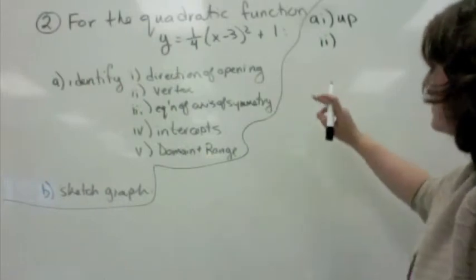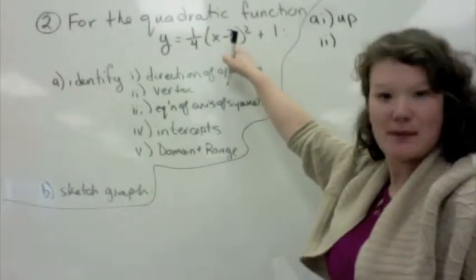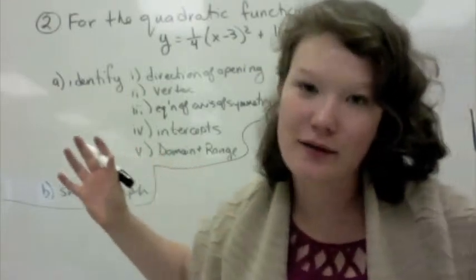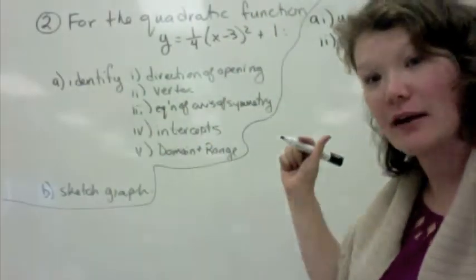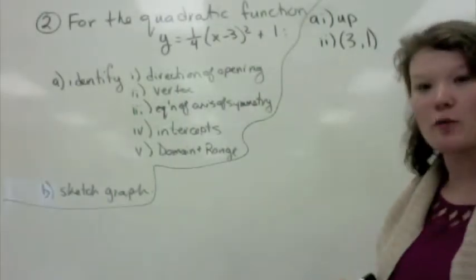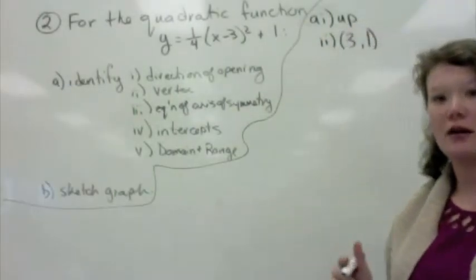2, the vertex. Well, I know that this is my x coordinate. So positive 3, guys, not negative 3, because remember, it's moving to the right 3. So 3 and 1. So it's opening up, and the vertex is at (3, 1).